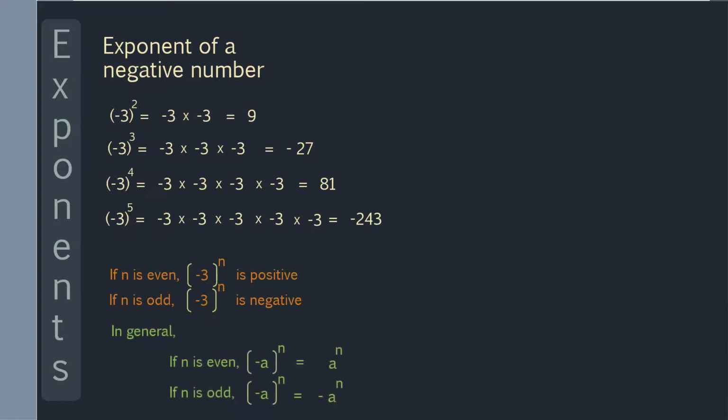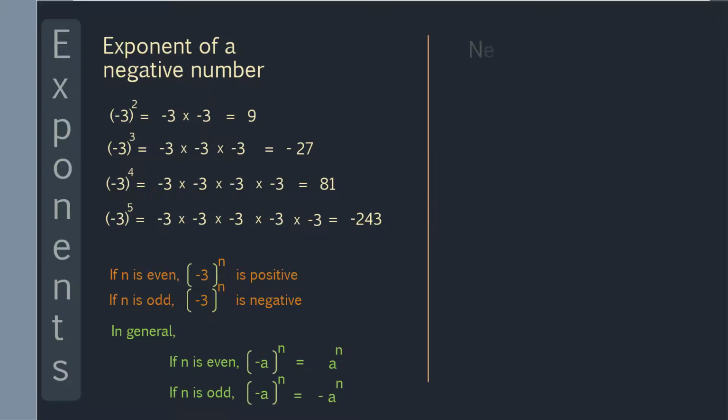In general, if a is any number and n is an integer, then if n is even, negative a raised to n is the same as a raised to n. And if n is odd, negative a raised to n is the same as negative of a raised to n. That was the positive exponent of a negative number.